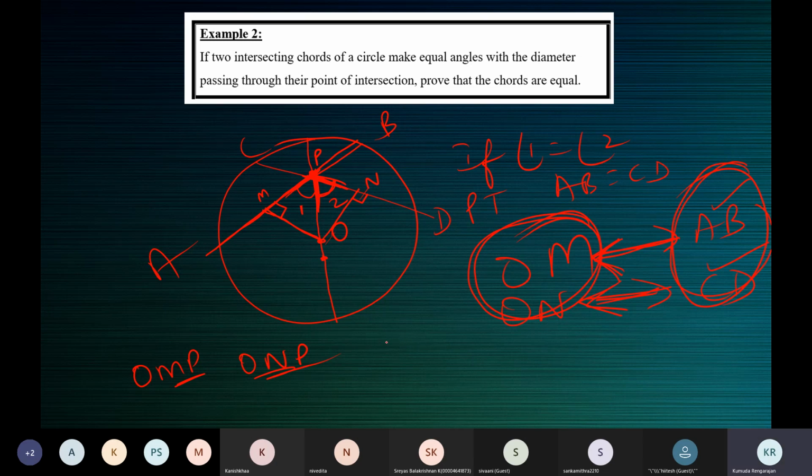So now we'll have to state the theorem. Chords of a circle that are equidistant from the center are equal. And here OM is equal to ON. That means the distances are equal. Therefore, AB is equal to CD.